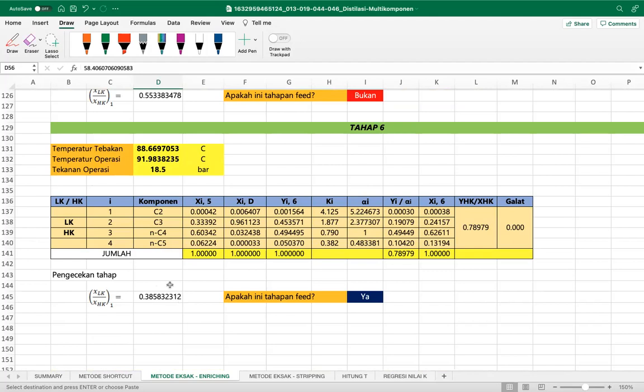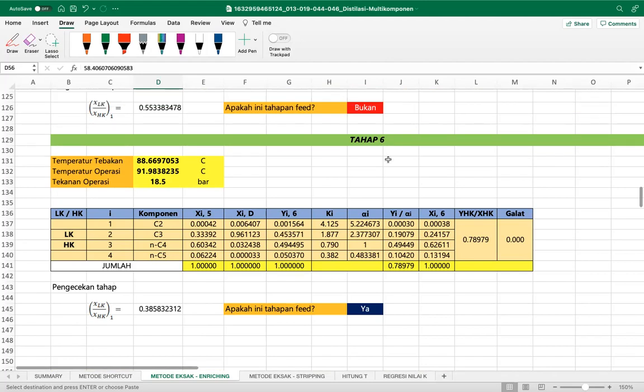Okay, now because the HLK divided by HHK, not in stage 1 but in stage 6, is less than the criteria checking at the feed, like 0.5, yeah, it is less than 0.5. So this is the feed. So that means from the enriching from the top, you stop at stage 6. Okay, so that's the idea.